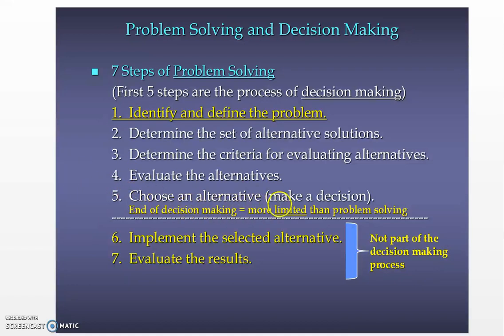At this juncture, this is really the end of decision making, which is more limited than problem solving, because problem solving requires what I call here steps 6 and 7, where we implement the selected alternative and then we evaluate the results. In the case of, say, where you're going to go for lunch, you might say McDonald's, and you might come away and say, yeah, I used the price point as my most important criteria, but boy, I didn't really feel good about it.